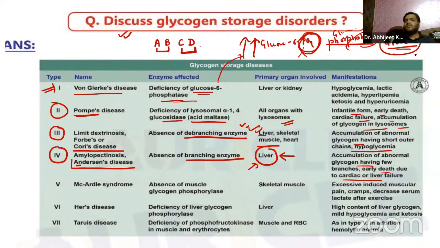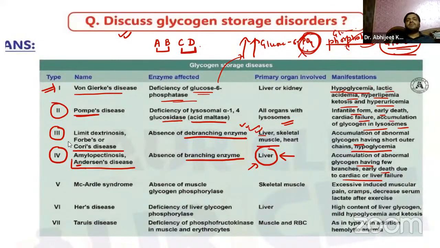Glucose was not formed at all. There is no glucose formed. Why no glucose? Because phosphate is not removed. Why was phosphate not removed? Because the enzyme which removes the phosphate group, phosphatase, is absent. So the person will have low blood sugar. The person will have hypoglycemia, lactic acidosis, hyperlipidemia, right? Ketosis, hyperuricemia. Okay, uric acid will be more in the blood, right?